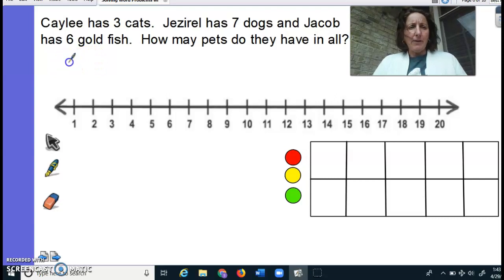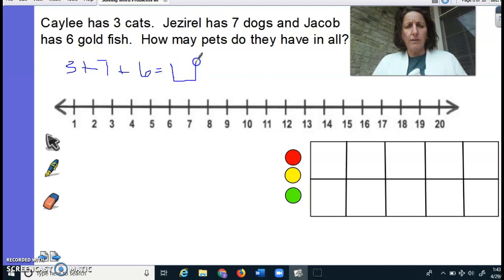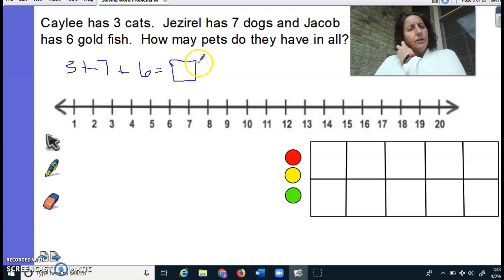So we need to write out our number sentence. So our number sentence is going to say 3 plus 7 plus 6. And we don't know how much that equals, so we're going to put our equals. And then in my class, we just like to put a box. I know some people put a question mark there. So that is your example.